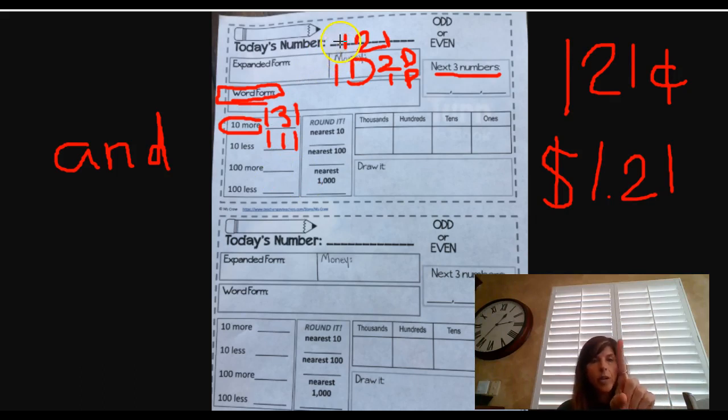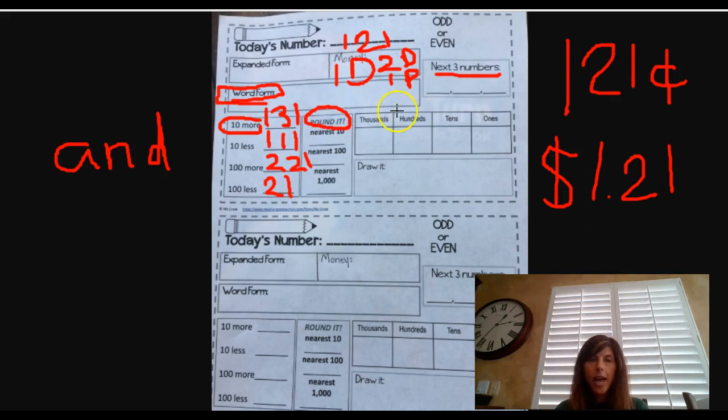100 more, we're going to look at the number in the hundreds place. Okay, we have 1 hundred now, but if you add 100 more, you're going to have 2 in the hundreds place. And the tens place stays the same, and the ones place stays the same. 221. 100 less, right now we have 1 in the hundreds place. We take 100 away, we are going to only have 21. We'll come back to round it at the end.